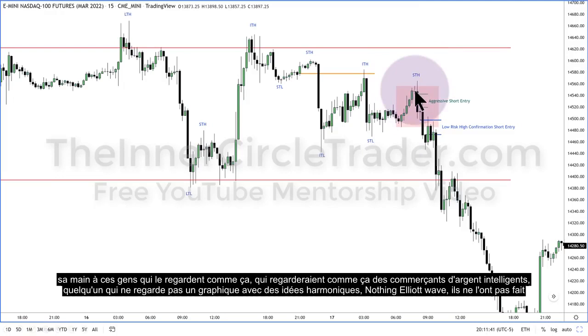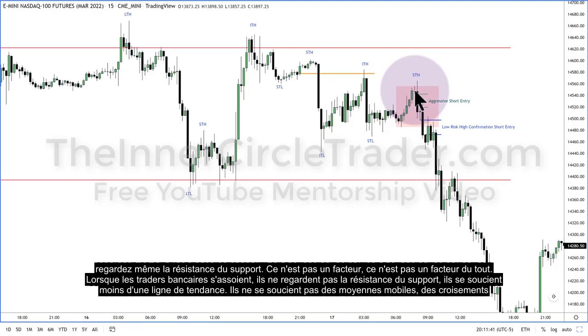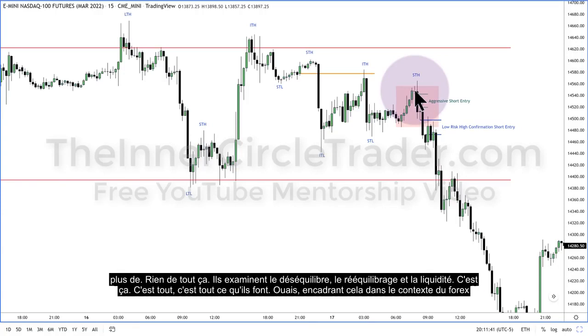Who would be looking at it like this? Smart money traders. Someone that's not looking at a chart with harmonic ideas, nothing Elliott wave. They don't even look at support and resistance. That's not a factor. That's not a factor at all. When bank traders sit down, they're not looking at support and resistance. They care less about a trend line. They don't care about moving averages crossing over. None of that stuff. They're looking at imbalance, rebalance, and liquidity. That is it. That's it. That's all they're doing.